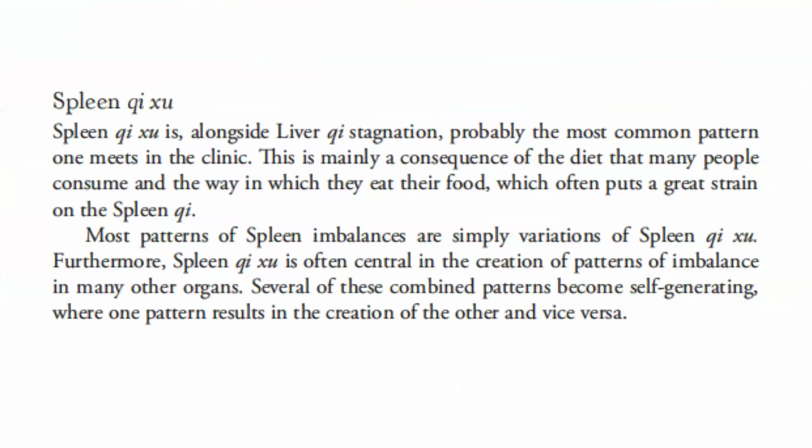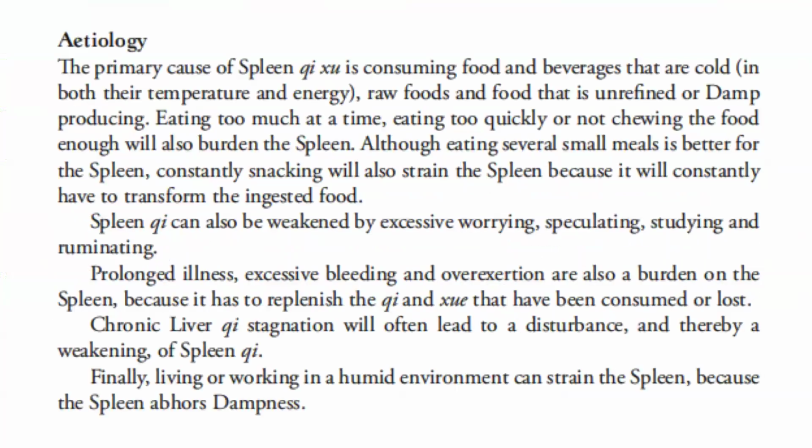This is mainly a consequence of the diet that many people consume and the way in which they eat their food, which often puts a great strain on the spleen Qi. Most patterns of spleen imbalances are simply variations of spleen Qi deficiency. Furthermore, spleen Qi deficiency is often central in the creation of patterns of imbalance in many other organs. Several of these combined patterns become self-generating, where one pattern results in the creation of the other and vice versa.